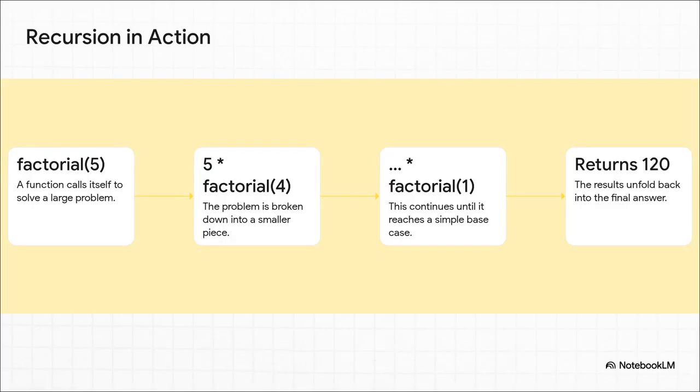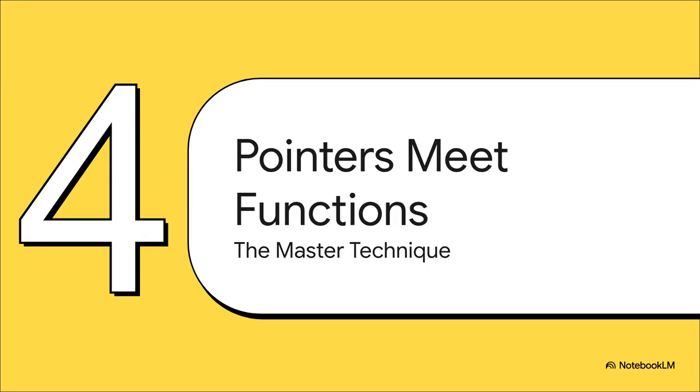Functions can even do some pretty advanced stuff, like recursion. That's where a function actually calls itself to solve a problem. Look at this factorial example. The function keeps calling itself with a slightly smaller piece of the problem until it hits a simple endpoint. Then all the results just cascade back up to give you the final answer. Pretty cool, right?